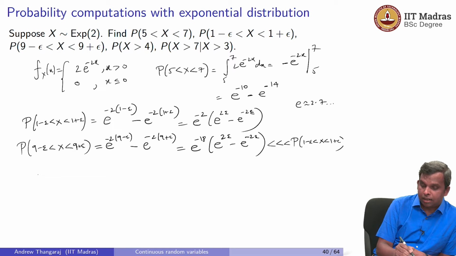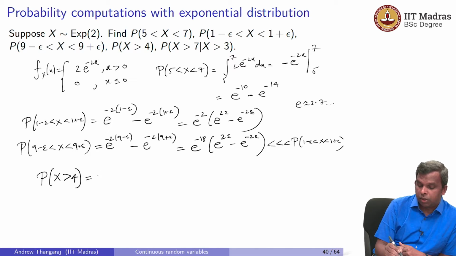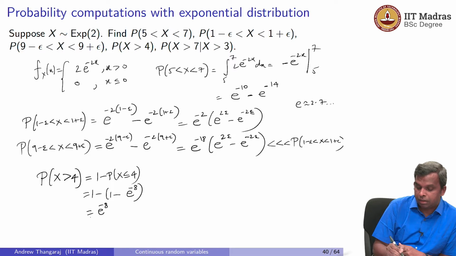So, let us look at this calculation here. There are two calculations. Probability that x is greater than 4 is 1 minus probability that x is less than or equal to 4, and we can even do it a bit differently. You can use the CDF here. So, it is 1 minus (1 minus e power minus 8), so you just get e power minus 8. Okay. So, it is easy to get this.